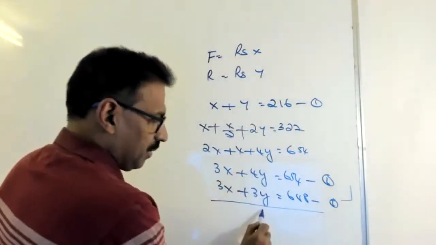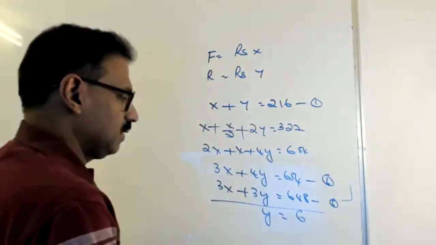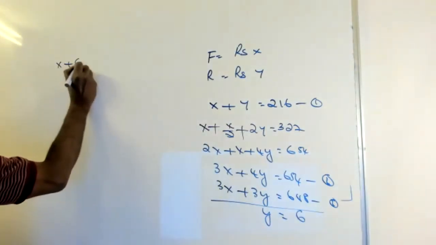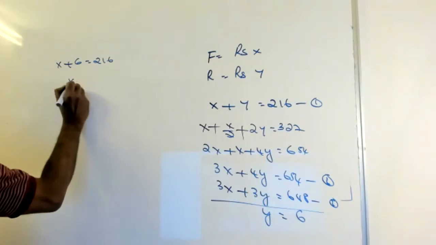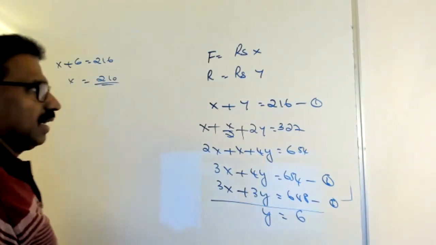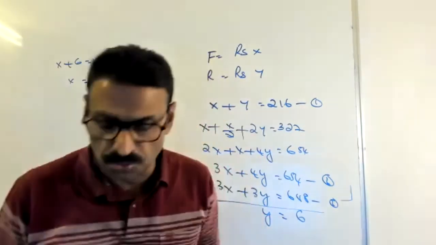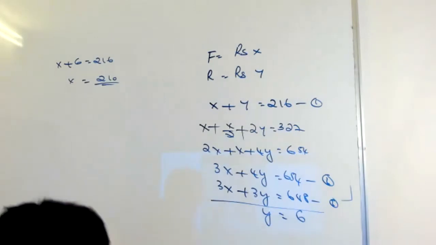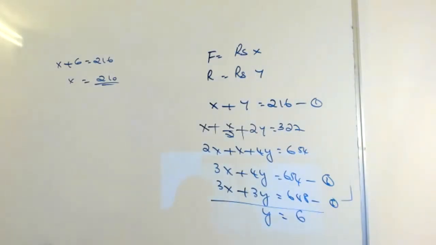For y, how much? y equal to 6, substitute here. x plus 6 equal to 216. x equal to 210. Finally, you write in a box, full fare 210 rupees. Make sure to write the currency, it is an important thing. Not 210 mangoes or something. 210.